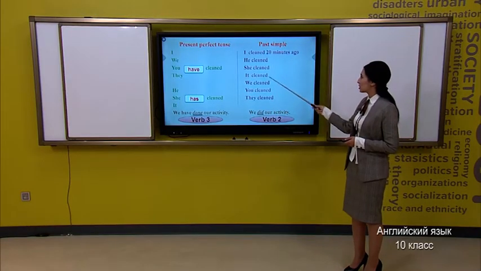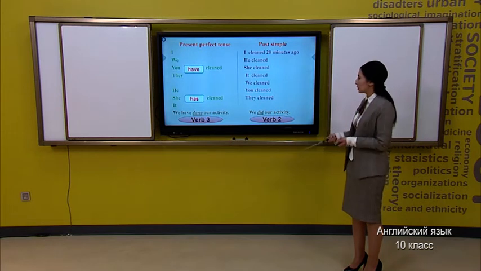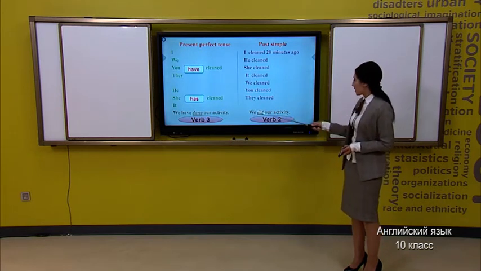But in past simple, we use completed actions. I cleaned it 20 minutes ago. It doesn't mean that you have clean shoes. I cleaned my shoes 20 minutes ago. It doesn't tell that you have clean shoes now. And we use the same structure for all pronouns. He cleaned it, she cleaned it, it cleaned it, we cleaned it, you cleaned it, and they cleaned it.